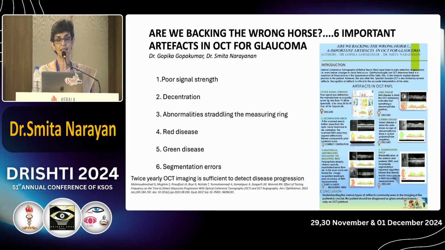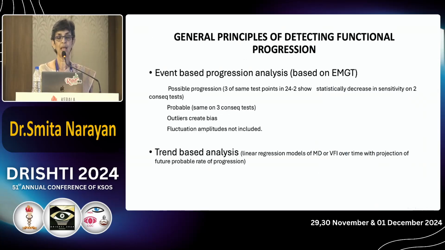This is a study done by one of my postgraduate students, Dr. Gopika, who showed that there are multiple artifacts, especially the important six: poor signal strength, decentration, abnormalities straddling the measuring ring, segmentation errors, and the green and red disease. As far as functional progression is concerned, visual fields and then the event-based and trend-based analysis are important in assessing the functional progression.